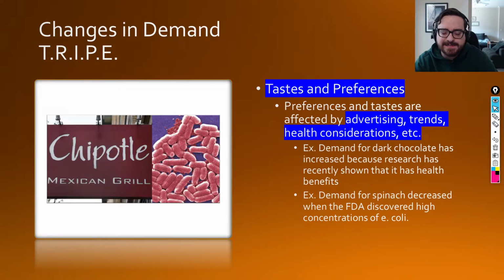The idea is, it doesn't matter if it's like a 50-cent piece of dark chocolate or a $17 piece of dark chocolate. People are buying more dark chocolate now across the board. They want it more because of this change in health considerations. Ditto for when Chipotle had the E.